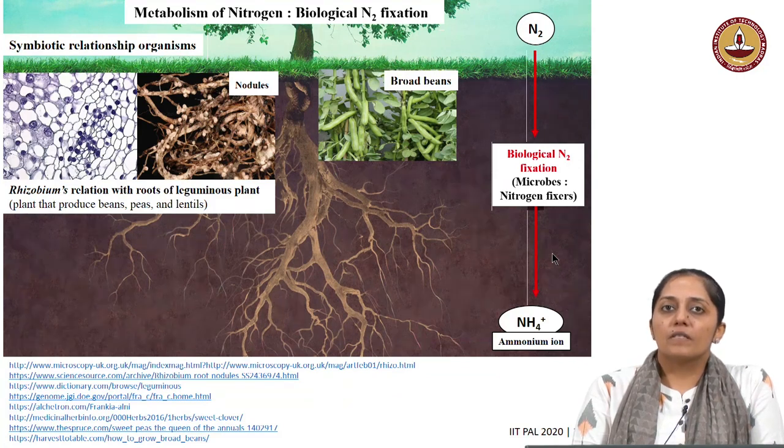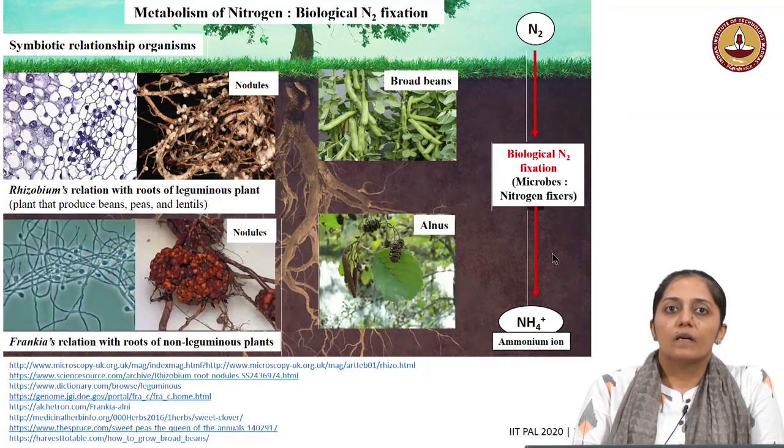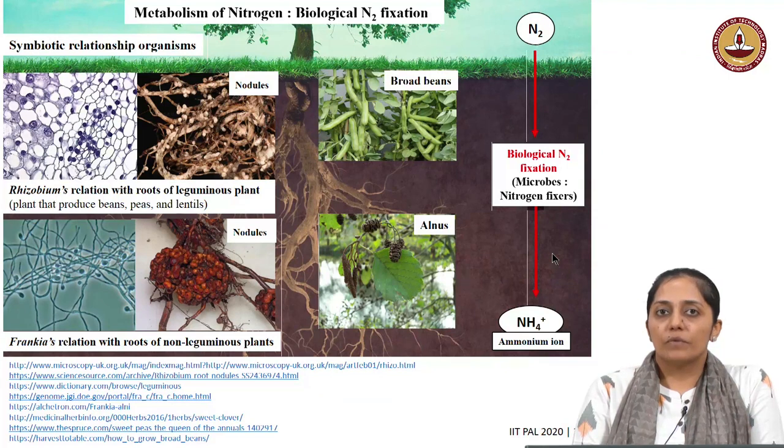For example, the plants belonging to broad beans, peas family, lentils. So, there one can observe nodule formation in their root systems. There is another example of nodule formation where Frankia species, these are filamentous bacterium, can form nodules in non-leguminous plants and act as nitrogen fixers. For example, the plant like Alnus.